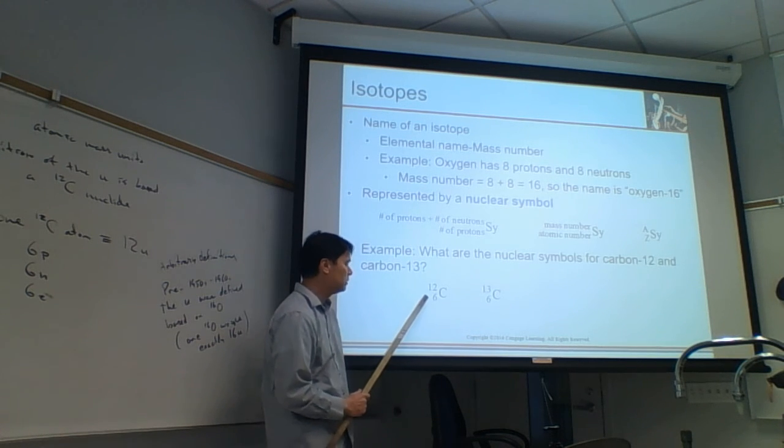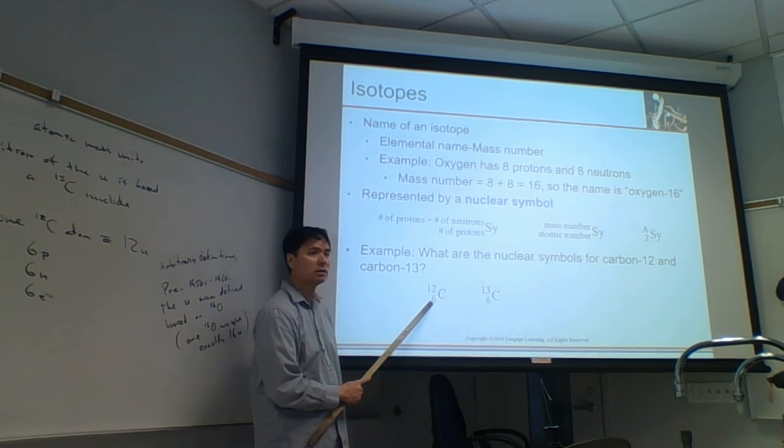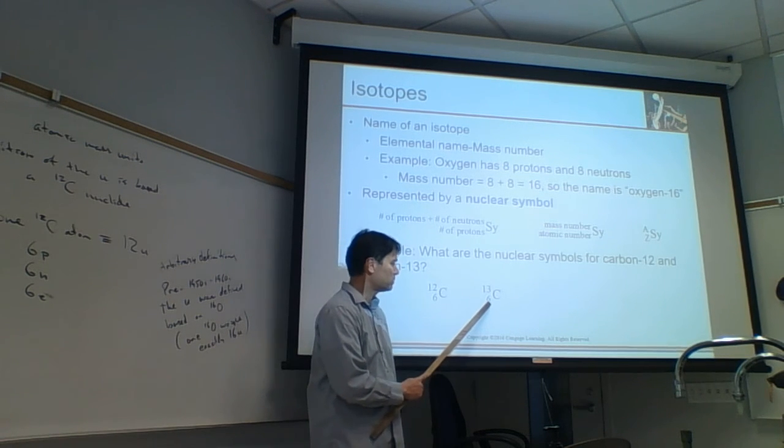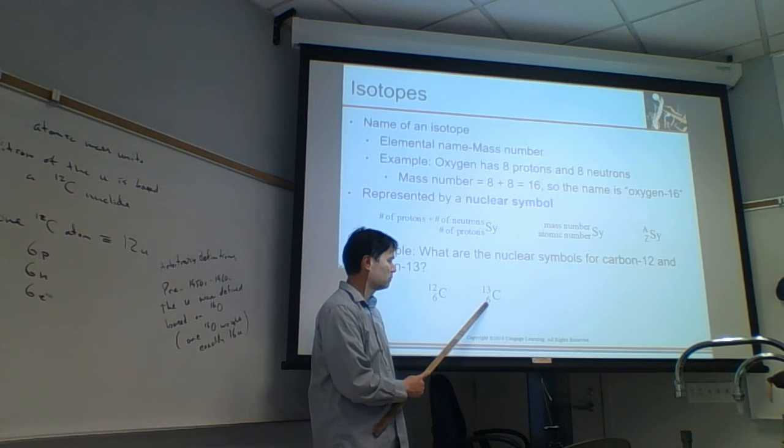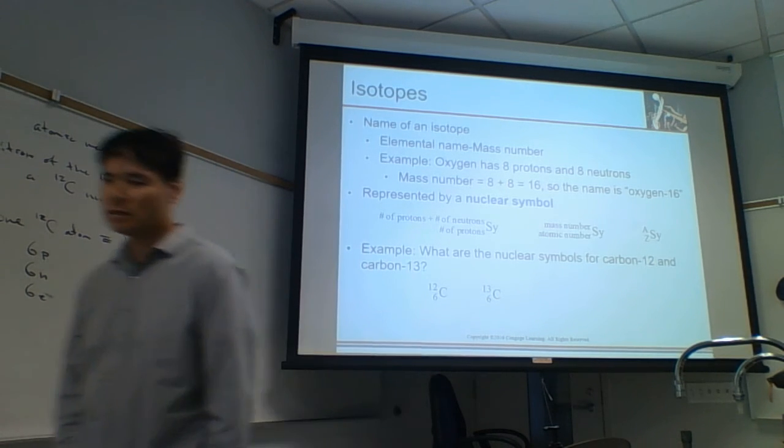And so we have to do a little bit of math here, addition and subtraction. If we know we have 6 protons here, how many neutrons do we have? 6. And how many electrons do we have? 6. Okay, over here we're going to have 6 protons, but how many neutrons do we have? 7. Yeah, 6 plus 7 is going to give us 13. And the number of electrons will stay the same. That's 6.